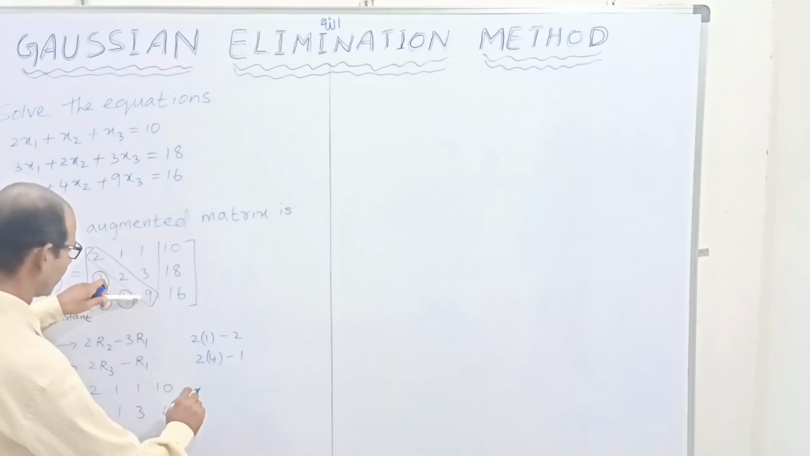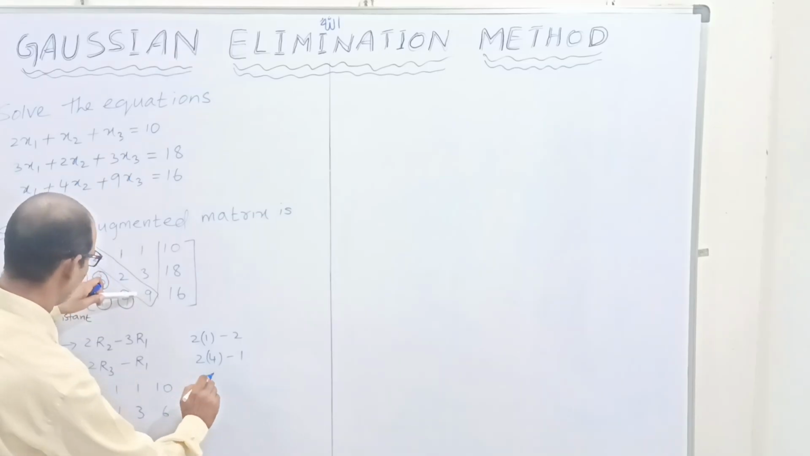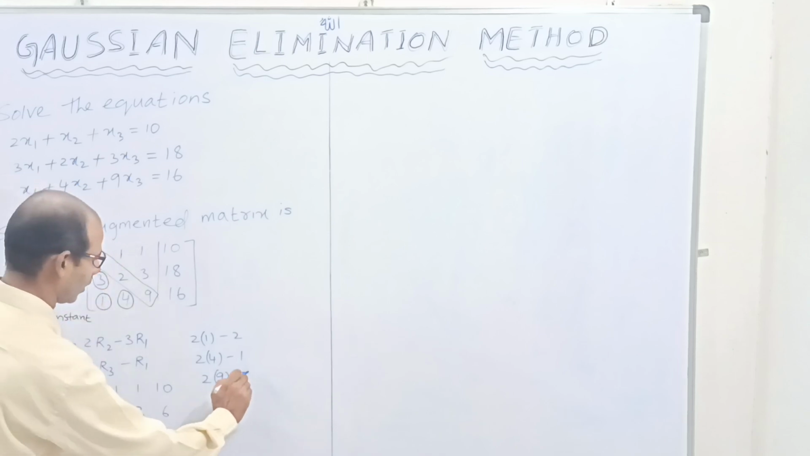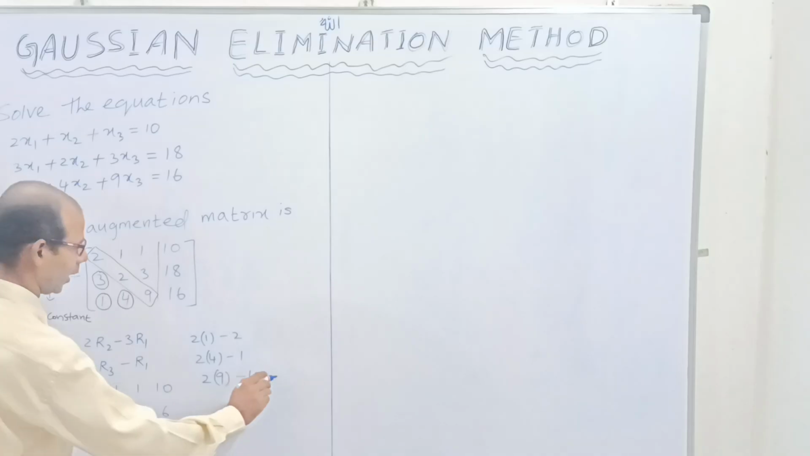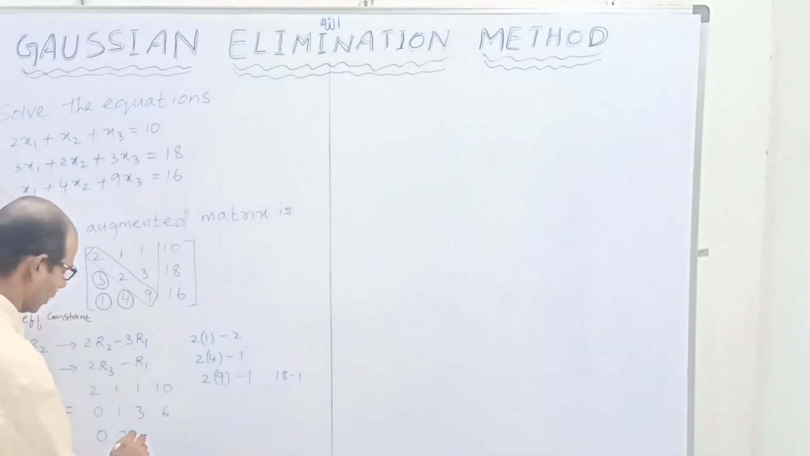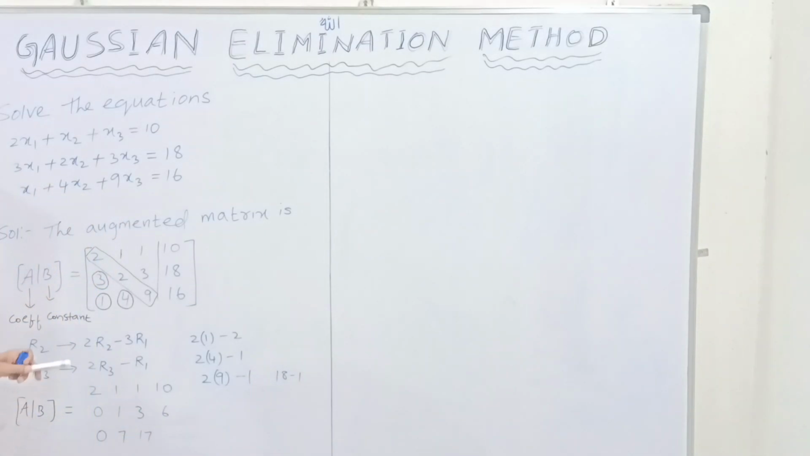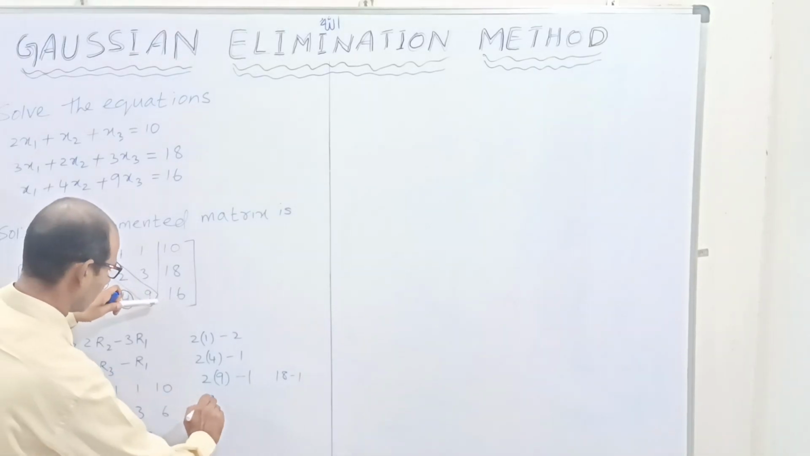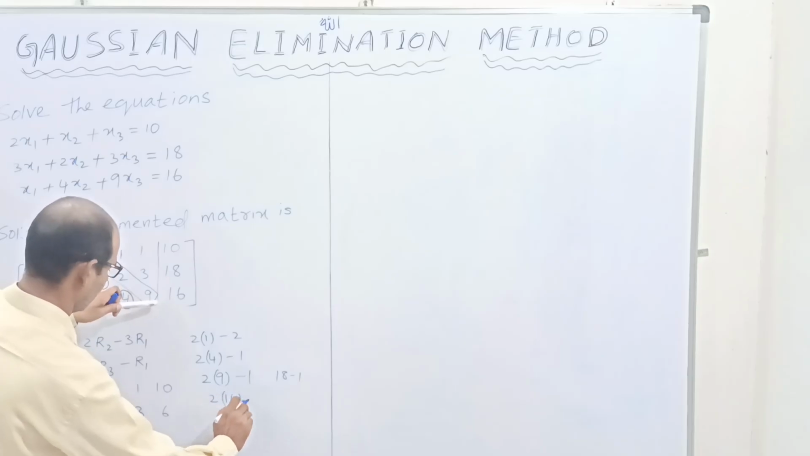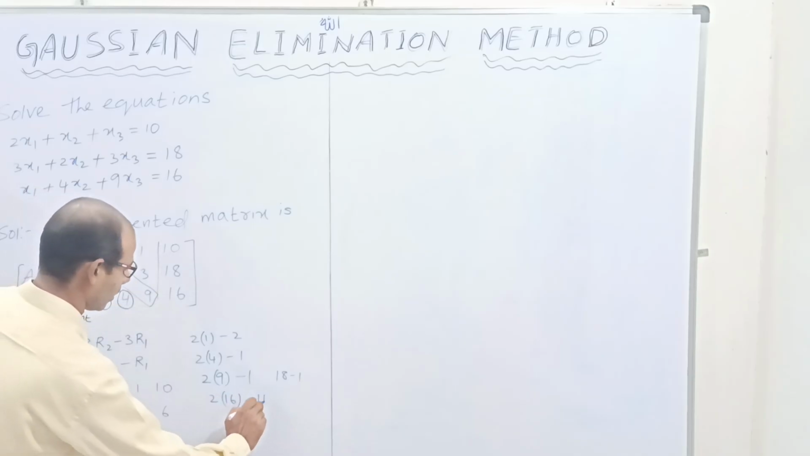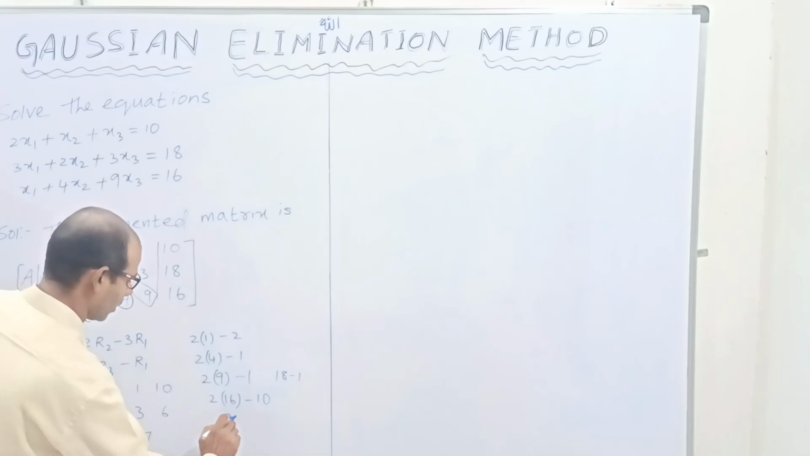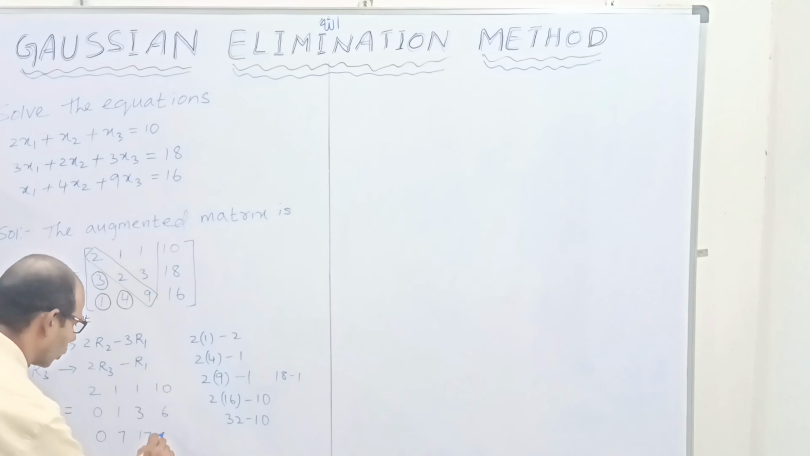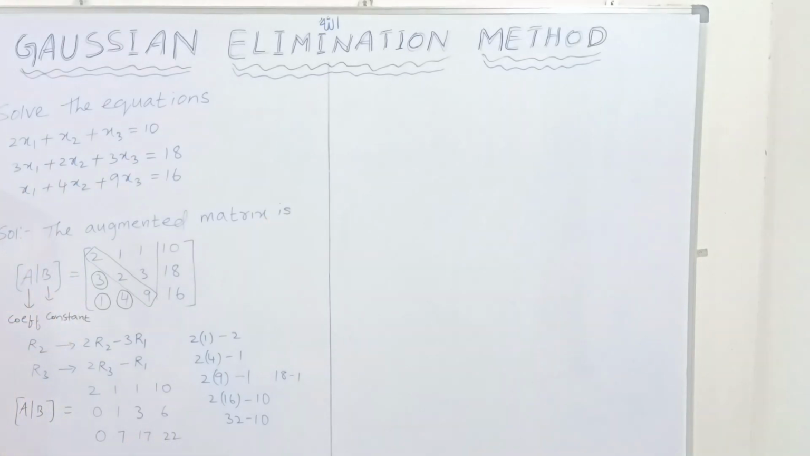Apply for this element also, 2R3 minus R1: 2 into 9 minus R1 is 1. 2 into 9 is how much? 18. 18 minus 1, so that is 17. Next, for the fourth element also, 2R3 minus R1: 2 into 16 minus R1 is 10. So 2 into 16 is how much? 32 minus 10, that is how much? 20, right?